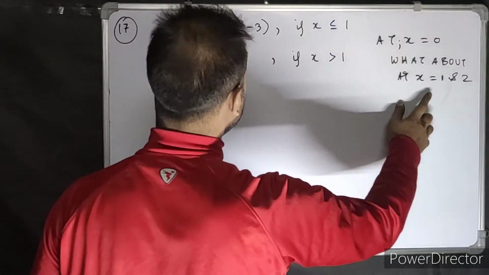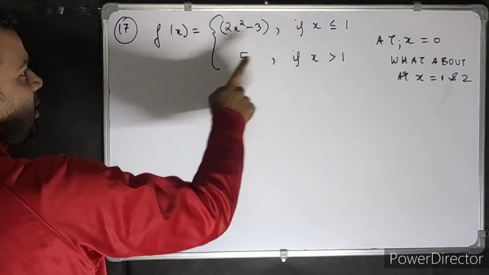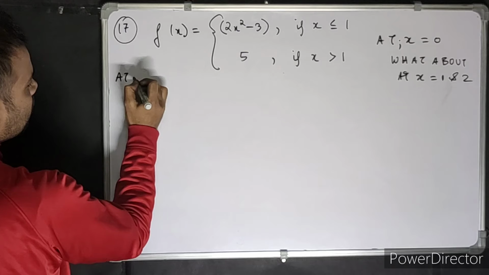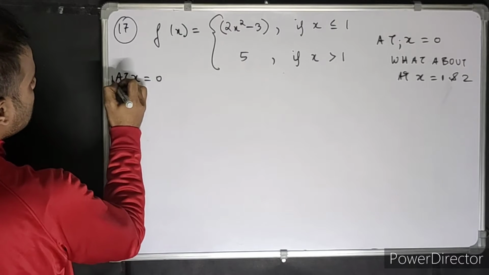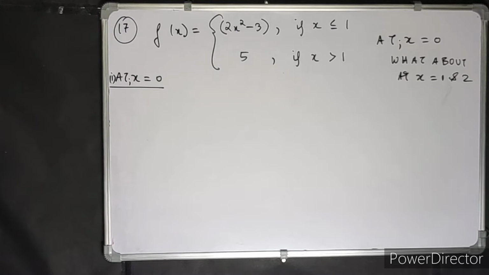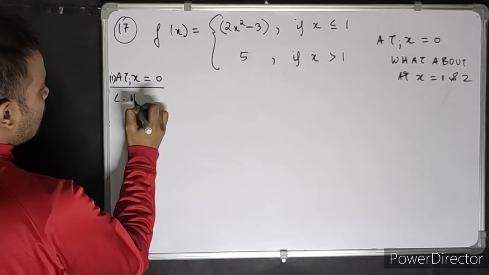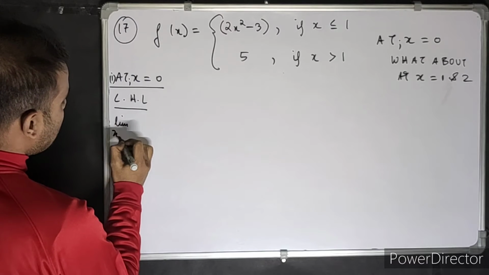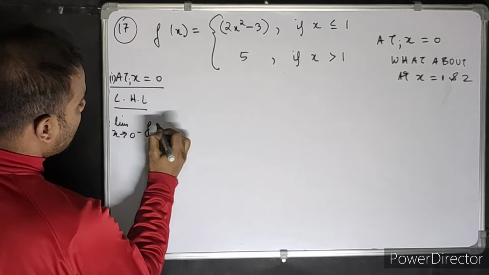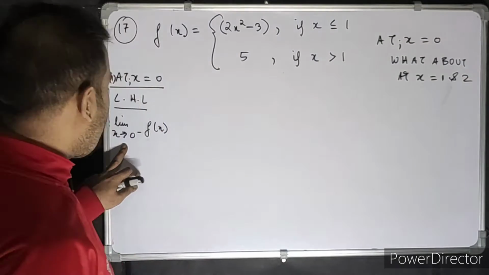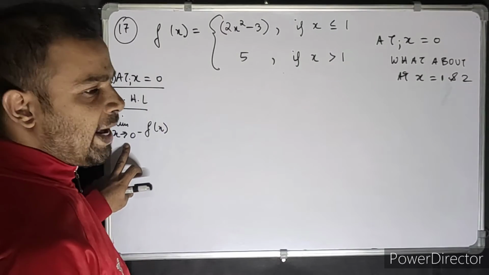They are wanting you to check at 1 and 2 also. First let's check at x equal to 0. So write at x equal to 0. This is your first part, okay, at x equal to 0. So LHL, limit x tends to 0 negative, f of x. You see 0 negative means approaching 0 from the negative side.